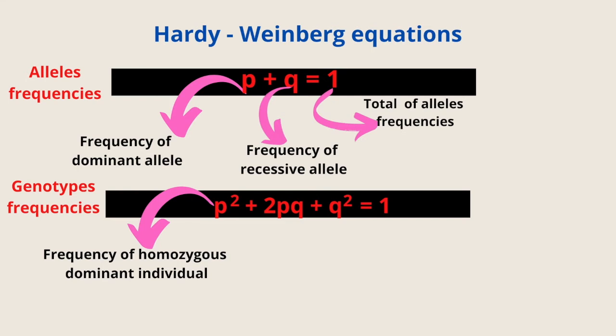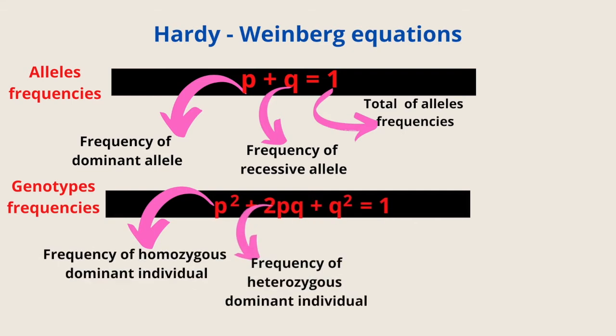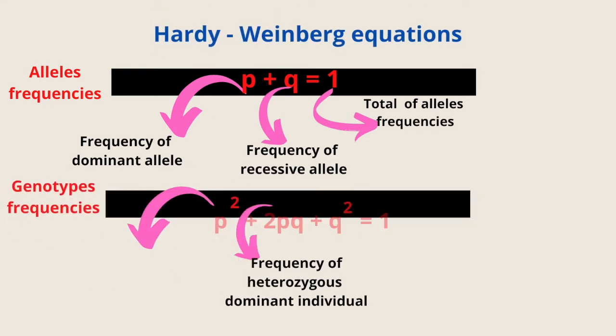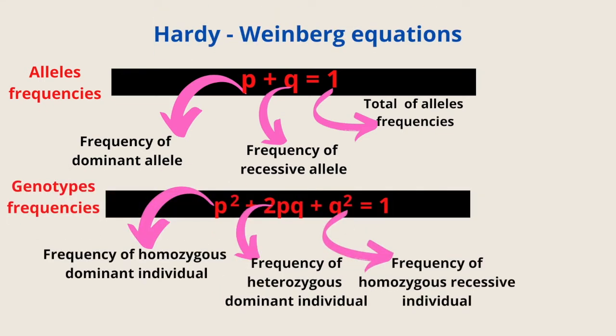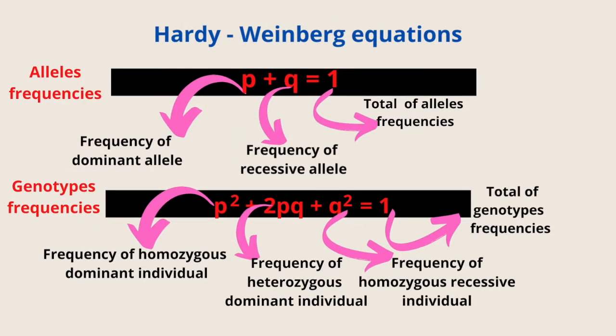P squared is the frequency of homozygous dominant individuals. 2pq is the frequency of heterozygous individuals. And q squared is the frequency of homozygous recessive individuals. 1 is the total of genotype frequencies within that population.